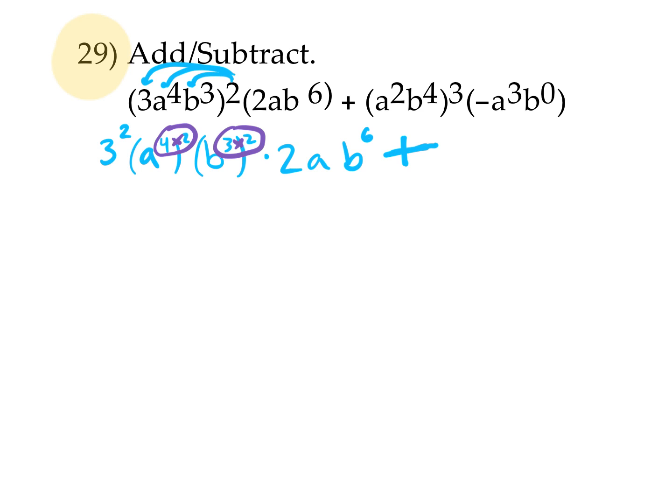What's 3 to the second power? 9. Perfect. 3 squared is 9. So then we have a to the power of what? 8. Perfect. Because we had 4 times 2. And then we have b to the power of 3 times 2. So b to the power of 6. Now this is all still times 2 times a times b to the 6th power.